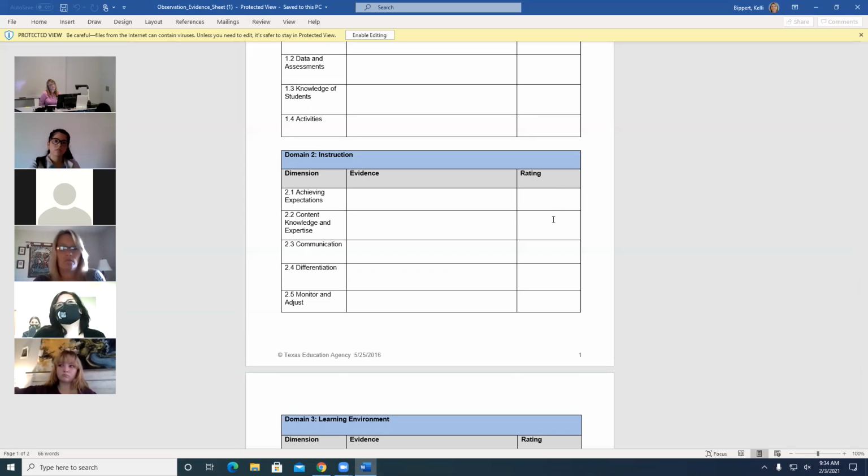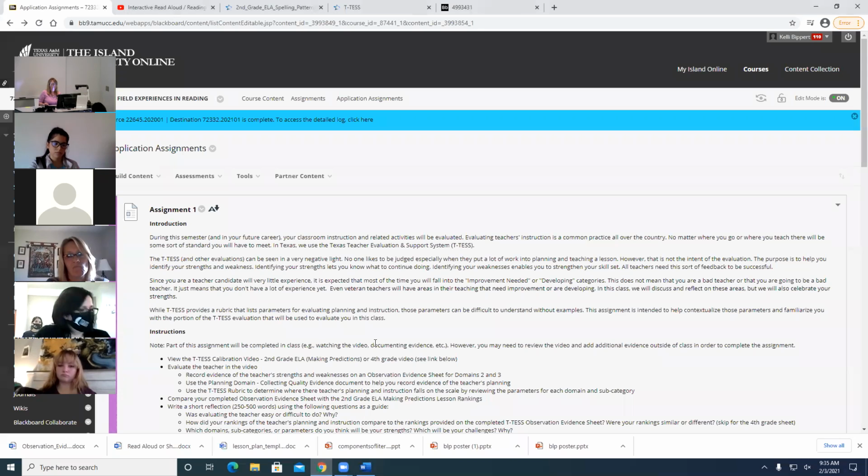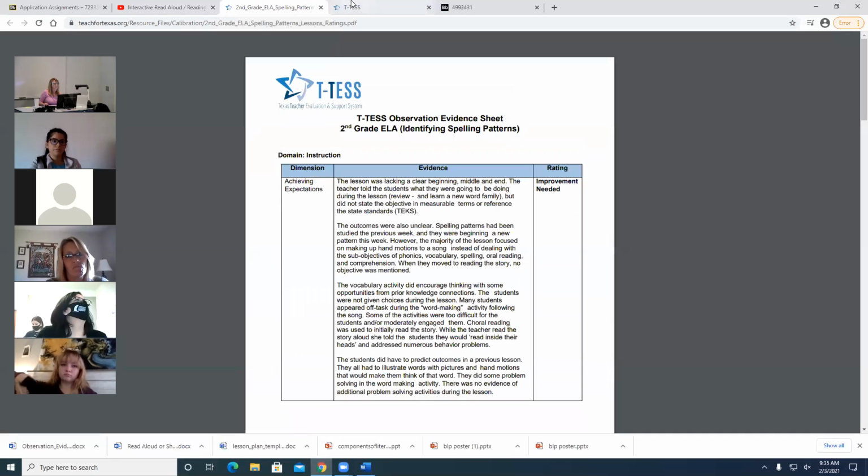It might be evidence of differentiation. She's trying to engage them in kinesthetic. So yeah, maybe developing because she did kind of get a little sidetracked with it, but developing for sure, right? If that's the case. And then monitoring and adjusting. Let's take a look at what the raters said. It's gonna be fine. Okay, here we go.